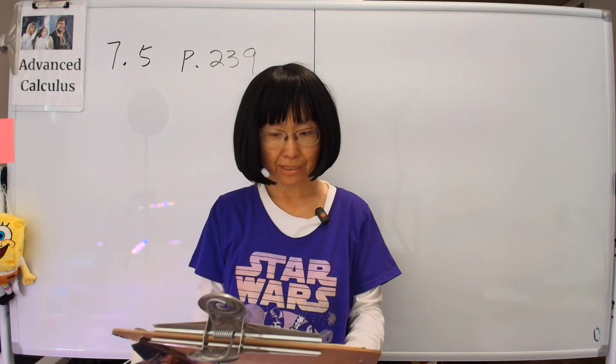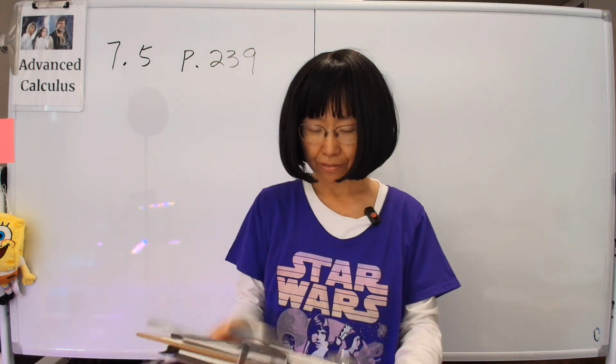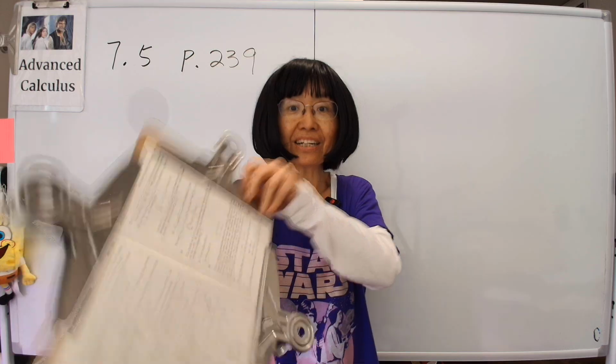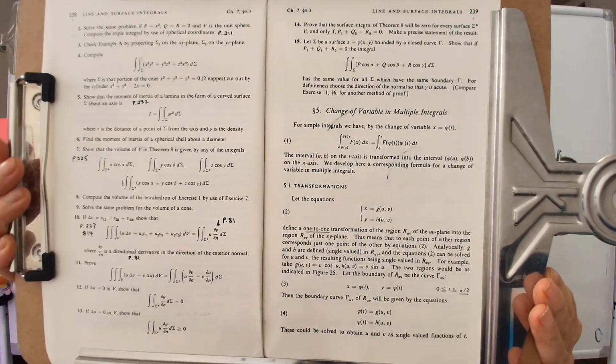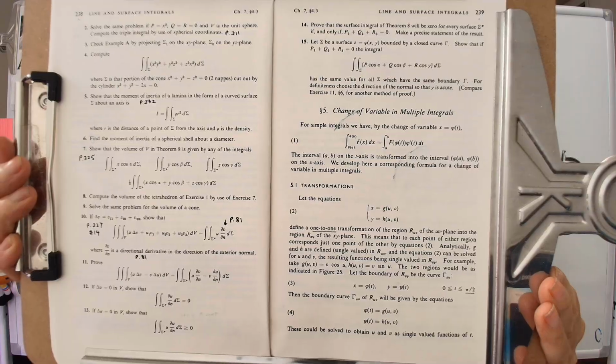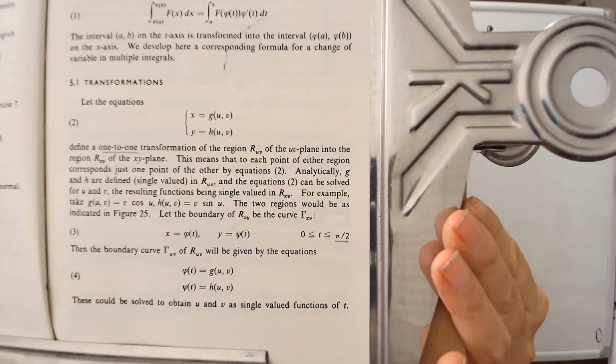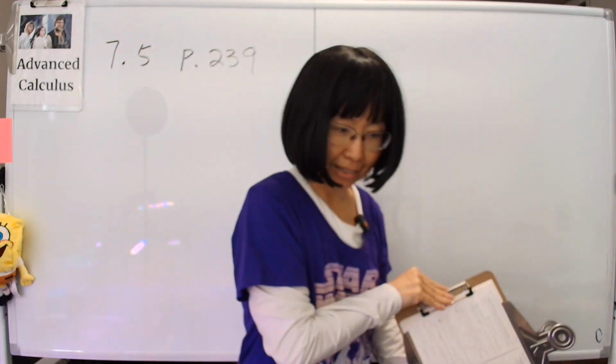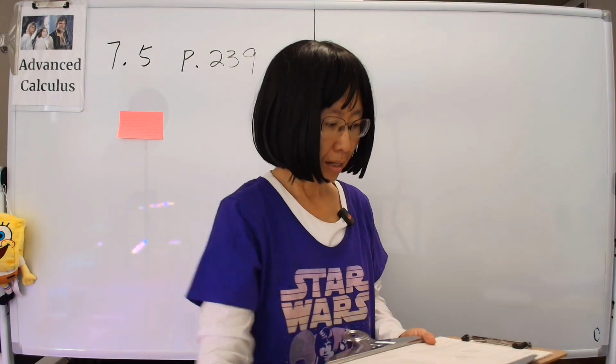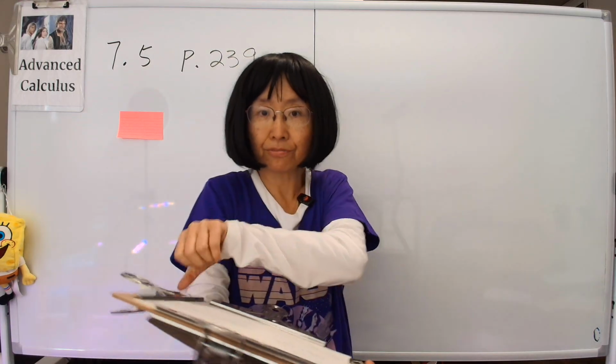Today we're going to do section 7.5. So first let's scan the book. This page has already been done, so we'll just mostly focus on the new part, which is right here. And that's that. Next, page 240 and 241.